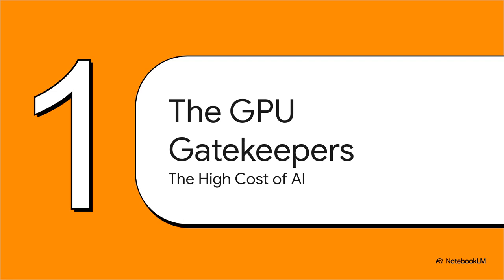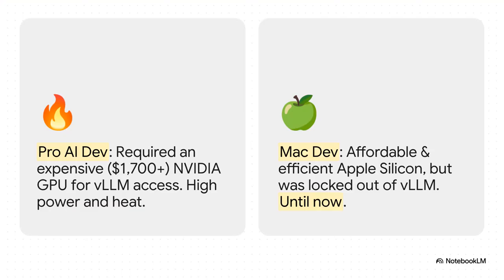And yeah, that's all because of what I'm calling the GPU gatekeepers. See, to do any of the really cool, high-performance stuff with large language models, especially with the engines that all the pros use, you absolutely had to have this crazy, expensive, specialized hardware that just eats electricity for breakfast. I mean, the difference was just night and day. On one side, you've got the pro AI setup, right? A big rig, an NVIDIA GPU that cost anywhere from $1,700 to more than a used car. It's loud, it's hot, but it got you through the door. It gave you access to the golden ticket, vllm.